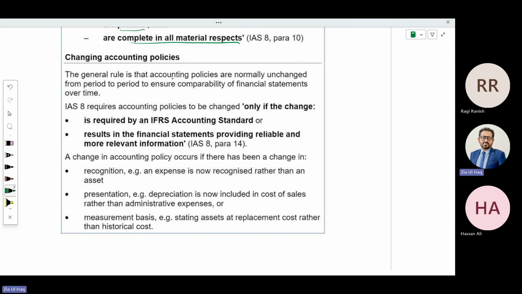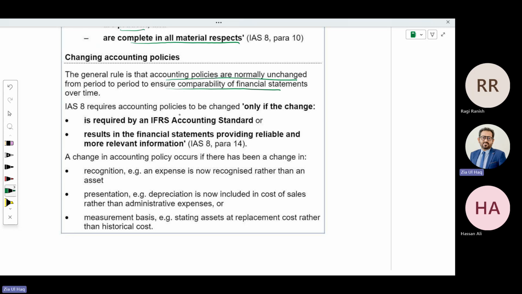The general rule is that accounting policies are normally unchanged, meaning companies should not change the accounting policy year on year. But if there is any requirement and you are going to change, what should be the accounting treatment? From period to period, to ensure comparability of financial statements, because if you are changing policies every year, financial statements will not be compared with the previous year properly.